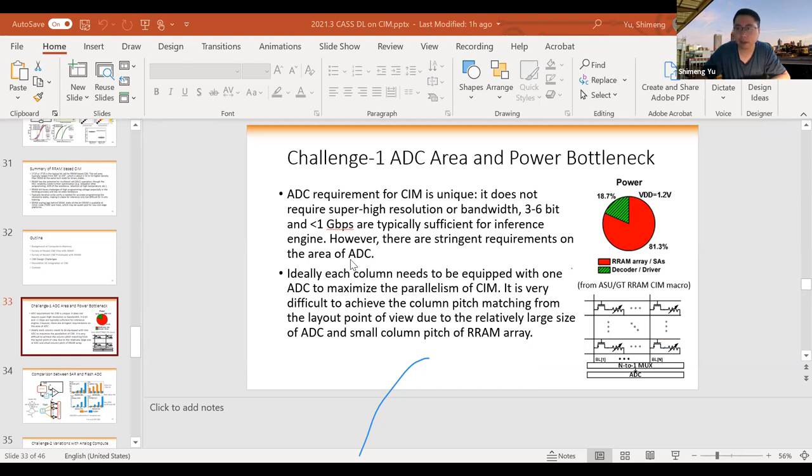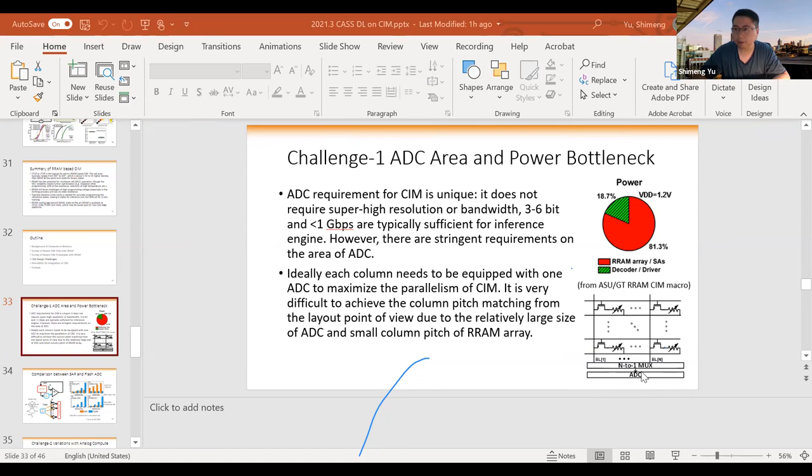This is different from the conventional design, because in the front end data converter, you only have one ADC or a few ADCs for your signal. But here you need many ADCs, ideally one at the end of each column. So the column pitch is very tight. Especially for 1T1R, you have one transistor, one resistor, so the column pitch can be very small. You cannot have one ADC per column. So in reality, we have to share the ADC between multiple columns through a mux.